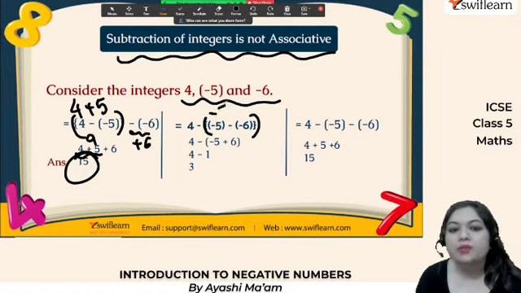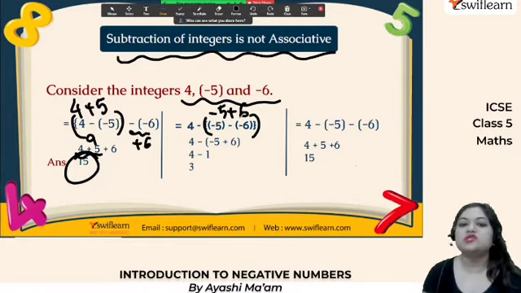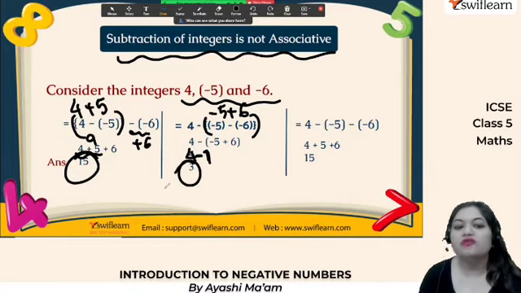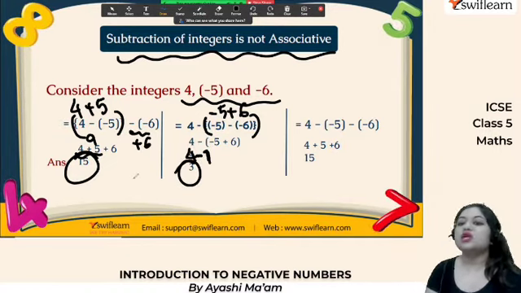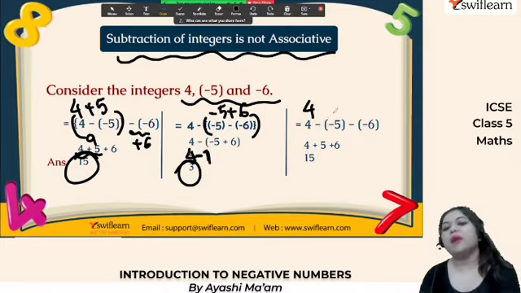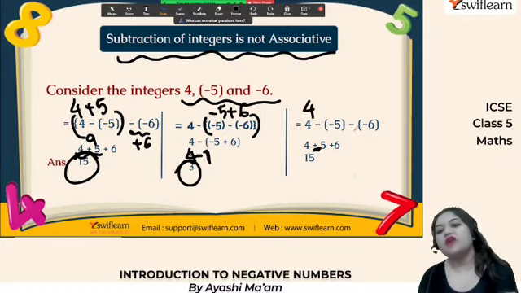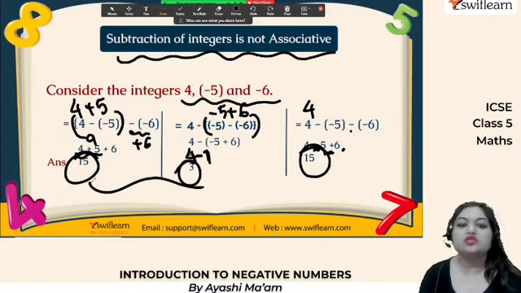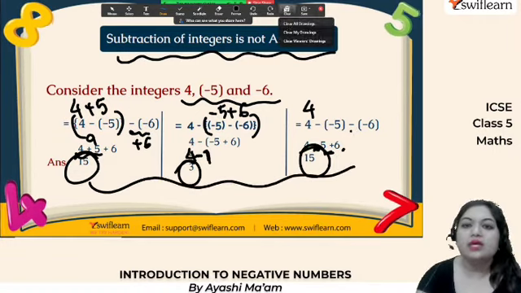So you will get minus 5, minus minus will become plus, and then you are getting a 6. So 6 minus 5 is going to give us a 1, and 4 minus 1 is going to give us a 3. So these two answers are not the same. And even if you do this together, you will get 4 minus minus, so this will become plus 5, and minus minus plus 6, so you are getting the answer as 15. That means these are not becoming equal, right?